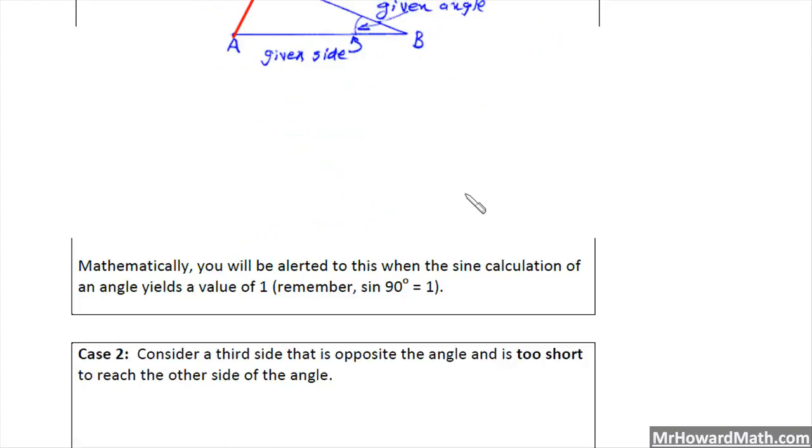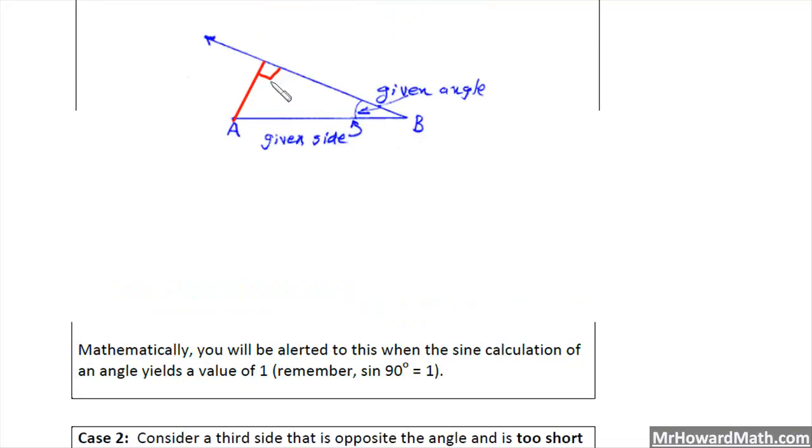Mathematically we'll know that we have this when the sine calculation of an angle yields a value of 1, and we need to remember that sine of 90 degrees is equal to 1. So in other words, we have a 90-degree angle in that triangle. That will alert us that we have a side that's just barely long enough to reach.